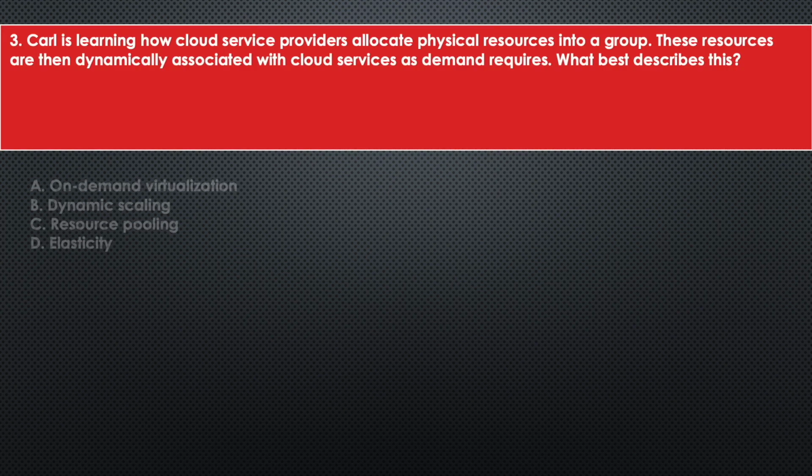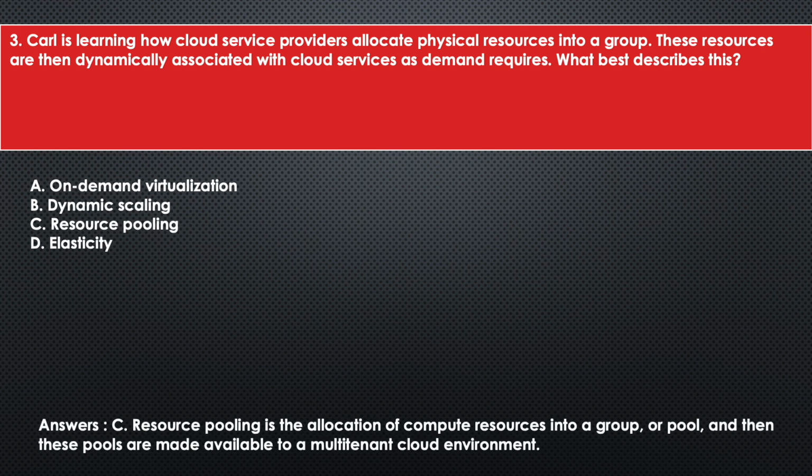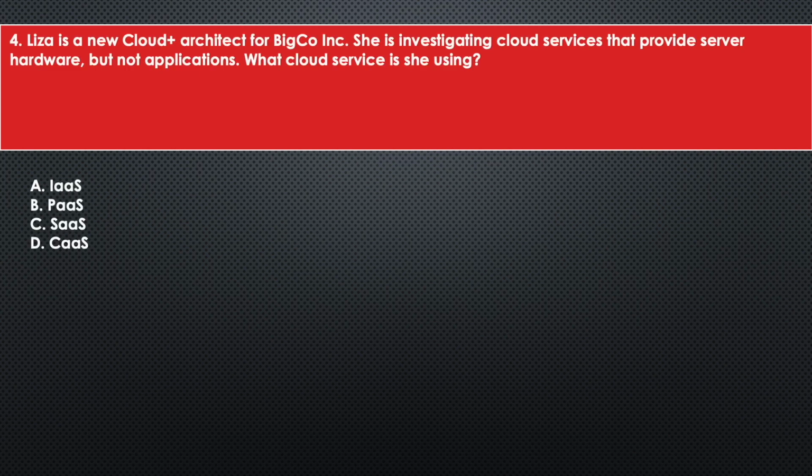3. Carl is learning how cloud service providers allocate physical resources into a group. These resources are then dynamically associated with cloud services as demand requires. What best describes this? A. On-demand virtualization. B. Dynamic scaling. C. Resource pooling. D. Elasticity. Answers: C. Resource pooling is the allocation of compute resources into a group, or pool, and then these pools are made available to a multi-tenant cloud environment.